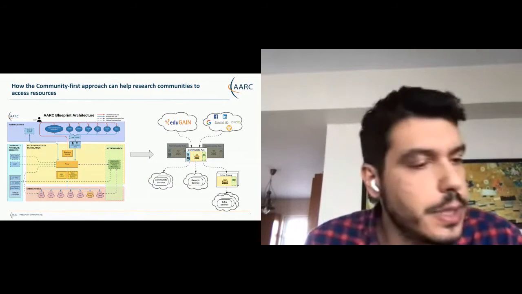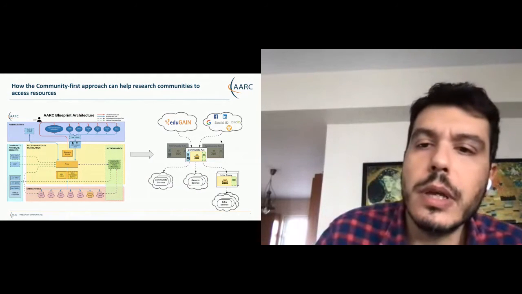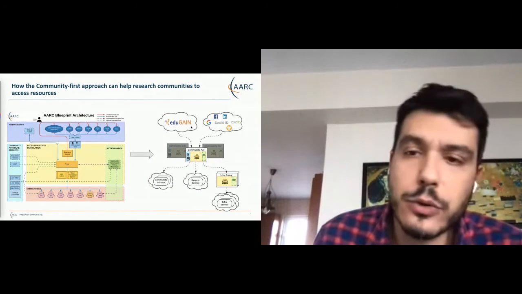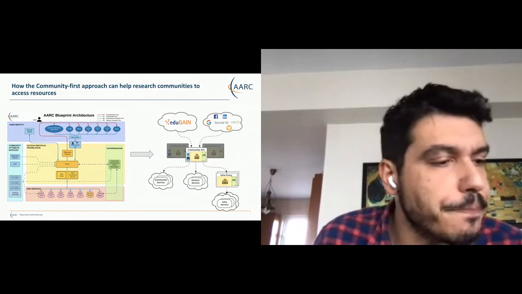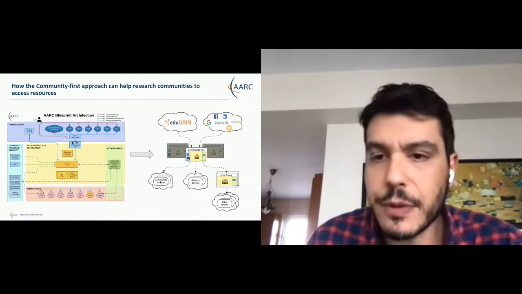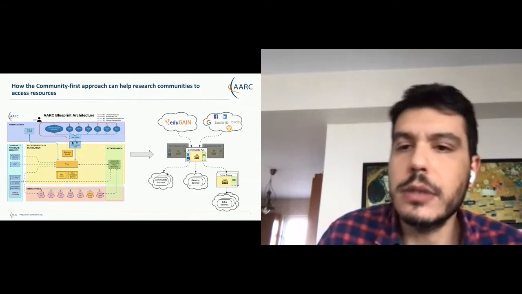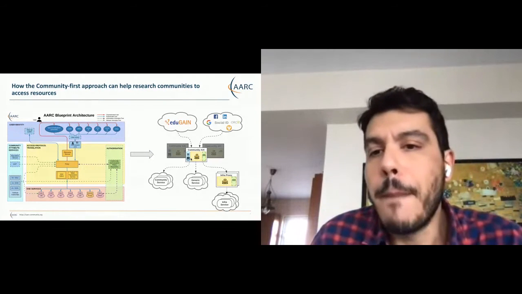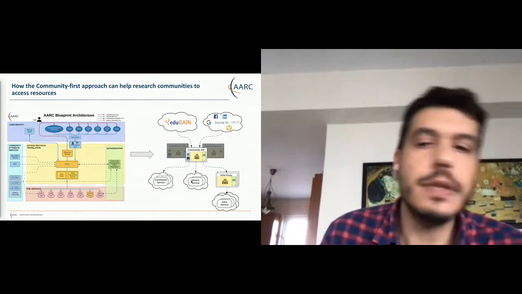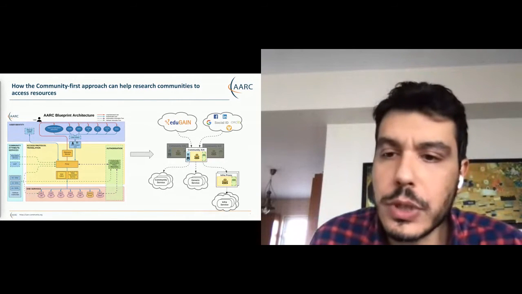So the community AAI allows the researcher to use the institutional identity provider or any other provider that is allowed by their community, and they can access the services that are specific to the community, which we call community services. These need only be connected to their community AAI, but it is also possible for them to access generic services. The difference is that these generic services are offered to multiple communities. So typically these will be connected to multiple community AAIs.